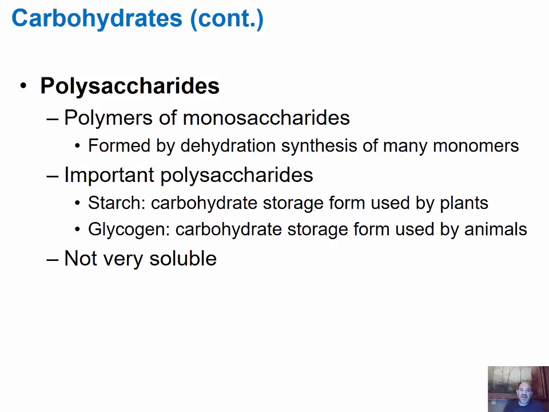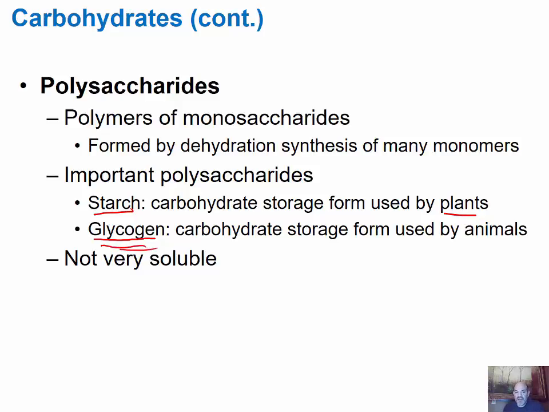Then we have polysaccharides. Polysaccharides are polymers of monosaccharides. They are also formed by dehydration synthesis of many monomers. Important polysaccharides include starch, which is found in plants. Okay? And starch is just made of glucose molecules. Animals, on the other hand, store their glucose, same kind of monosaccharide, in the form of a polysaccharide called glycogen. And all it is basically is a difference in the way the glucose molecules are bonded together.